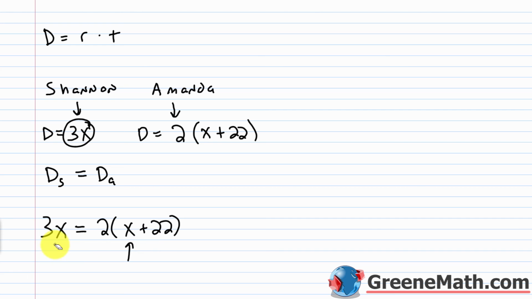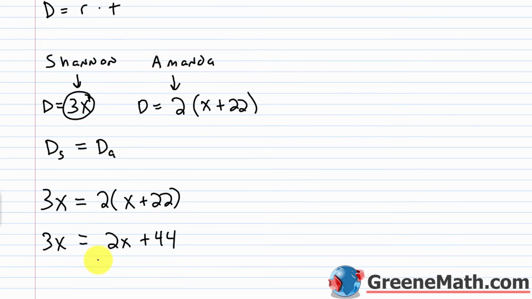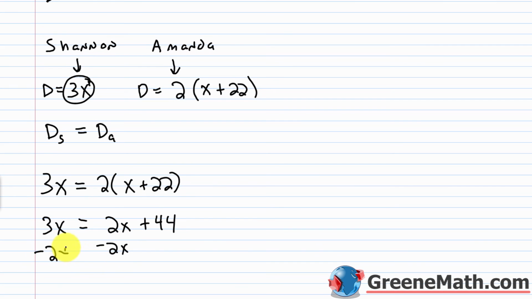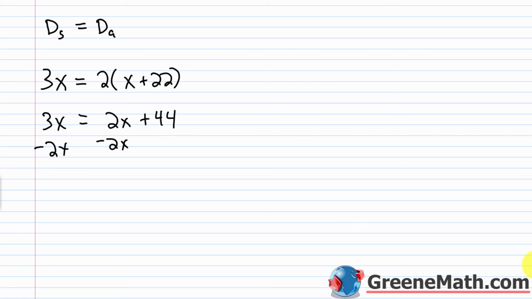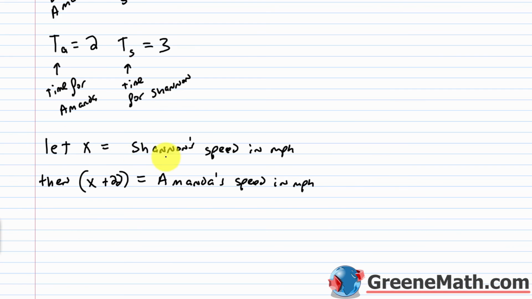So what I can do now is just solve this equation and find out rates of speed. So over here I'm going to simplify. 2 times x is 2x, plus 2 times 22, that's 44. Over here I have 3x. Subtract 2x away from each side. Very, very simple equation. We end up with x is equal to 44. Remember, 44 was the rate of speed for Shannon. Let x equal Shannon's speed in miles per hour. Then x plus 22, or 44 plus 22, or 66, is Amanda's speed in miles per hour.